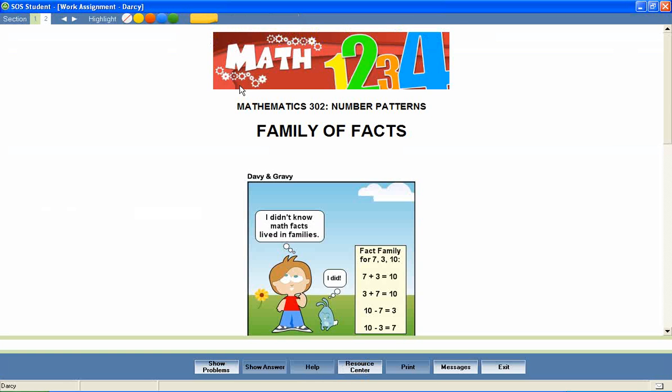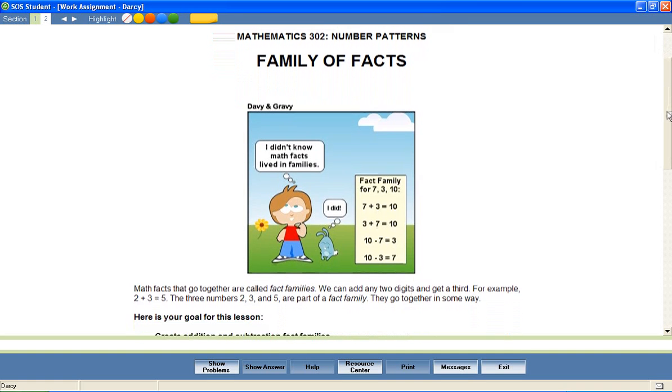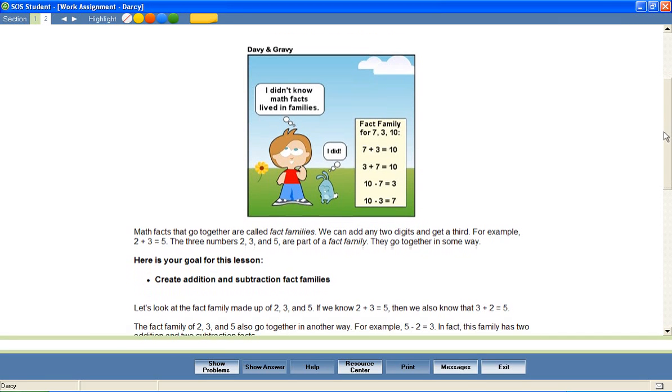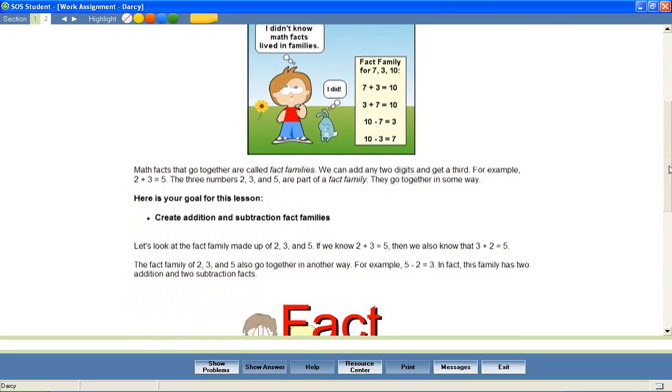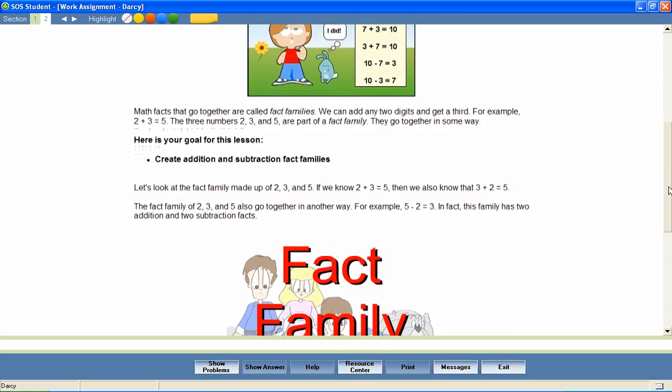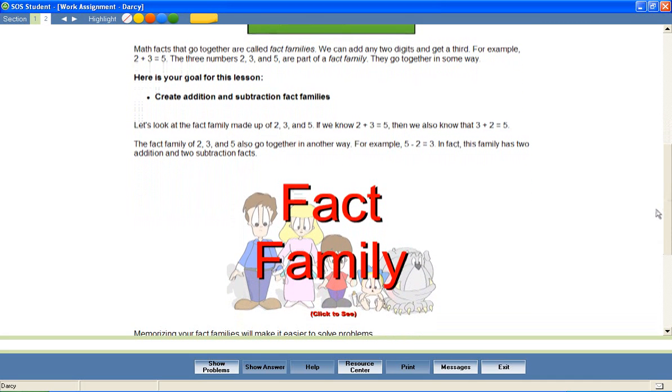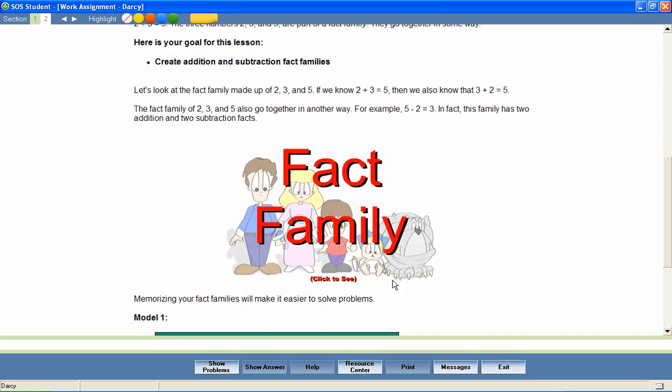In a unit entitled Number Patterns, let's look at a lesson called Family of Facts. Most Switched On Schoolhouse lessons begin with a brief introduction and a list of objectives for the lesson. These objectives help students stay focused on important lesson content and provide parents with an effective way to measure mastery of lesson content. After this introductory material, your students then move independently through the lesson, reading the text-based instruction and utilizing the multimedia features that have been provided.